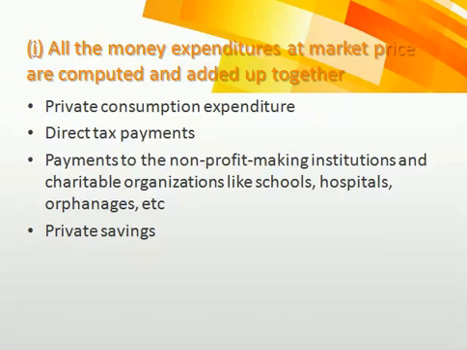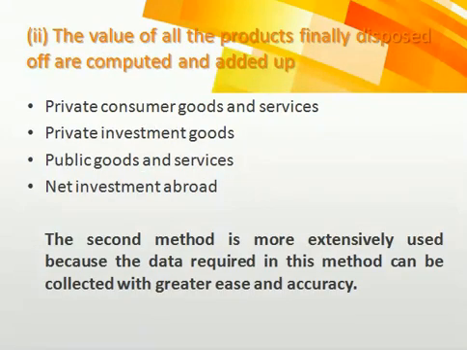Okay, this expenditure method is basically saying that whatever expenses the population of that country is making, all the monetary values which the population of the country is spending, all these things will be taken and then added together to find out the national income. Okay, second point is the value of all the products finally disposed of are computed and added together. In this, private consumer goods and services, private investment goods, public goods and services, net investment abroad.